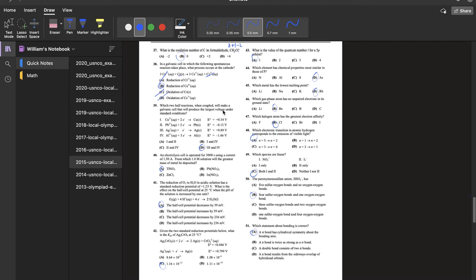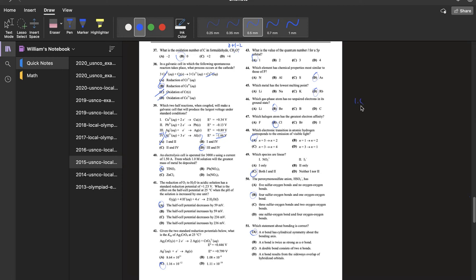Which two half reactions, when coupled, will make a galvanic cell that produces... Oh, okay, so this one's pretty easy. You know that you must have 4 in here, because this is astoundingly larger than everything else. So get rid of A. So in order to make this a very large positive value, you need to multiply this by -1. In other words, you need to be oxidizing aluminum metal to Al3+. And in order to make the overall E cell as large as possible, you want to add the biggest reduction potential, which is this. So 3 and 4.